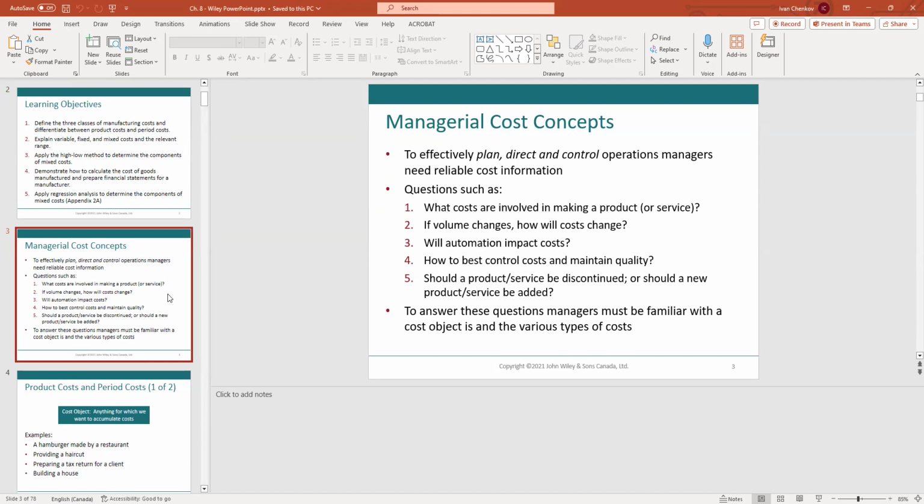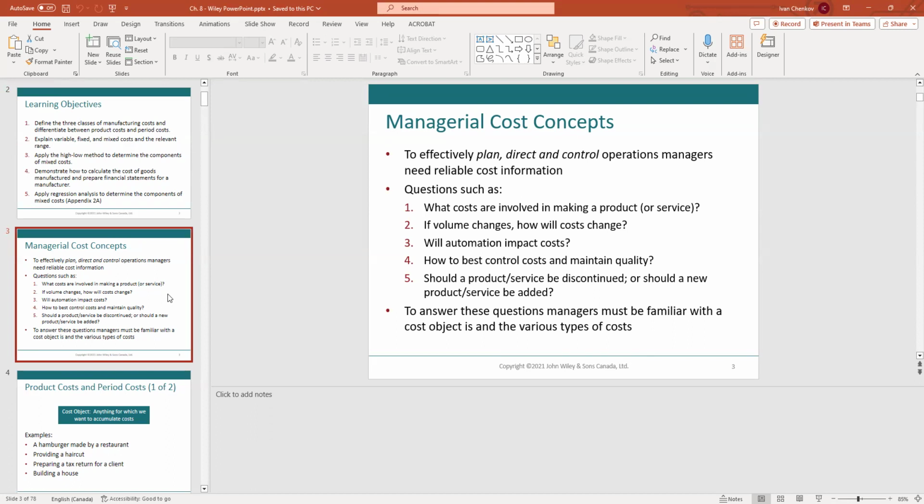Obviously, as a manager, we already know that we have to do three activities: to plan, to direct, and control. The questions are, what costs are involved in making the product? The other question is, when the volume changes, how does the cost change? How is automation going to impact our cost? How do we best control the cost? Should the product or services be discontinued, or should we keep going?